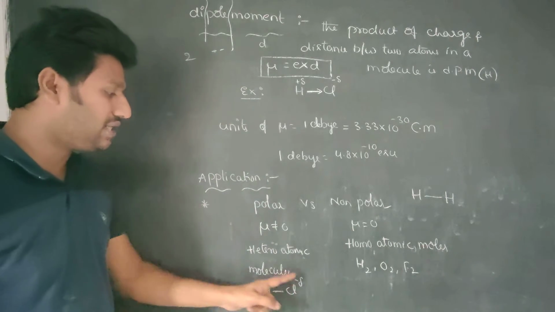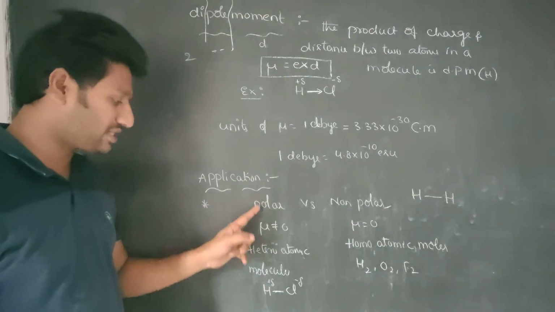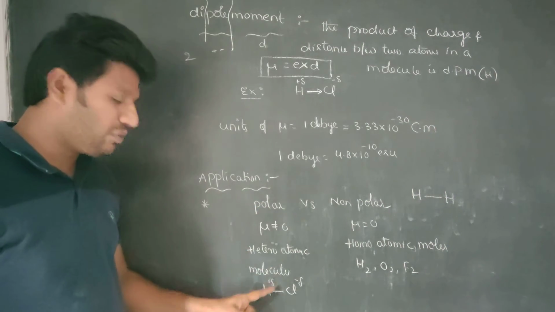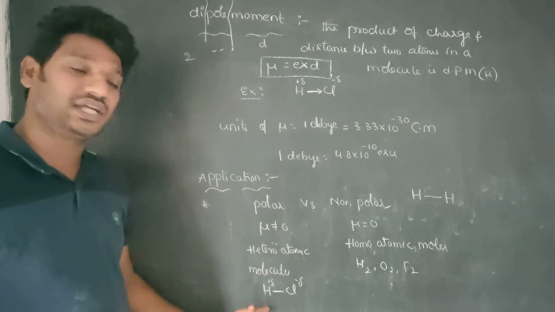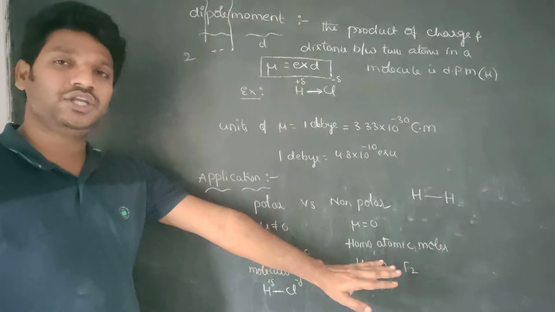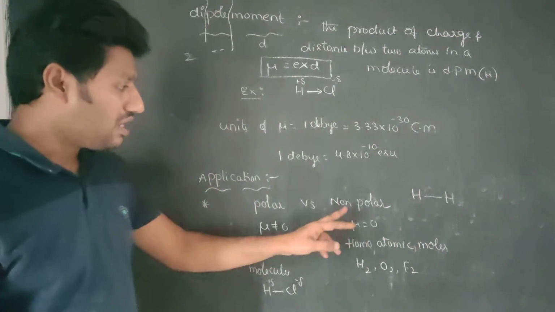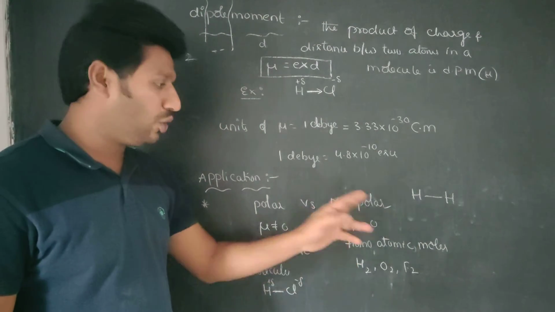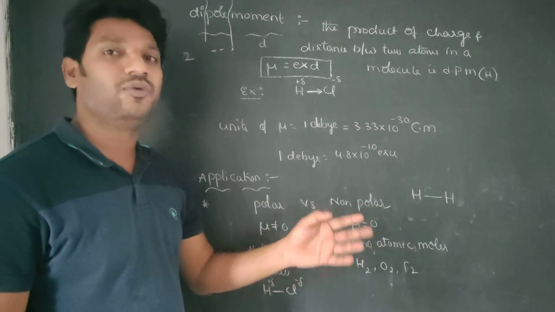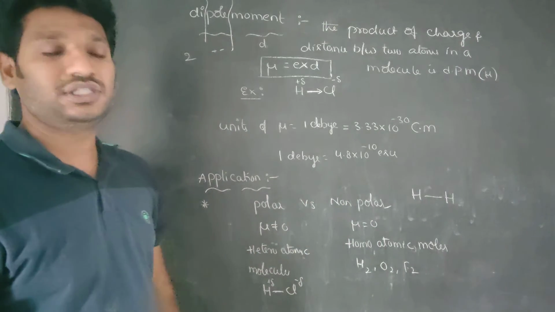So that's why a dipole exists. So it can act as polar. Polar is nothing but positive and negative existing. Here there is no polar because of the non-polar molecules. Non-polar means no pole: no positive, no negative. So this is the example.